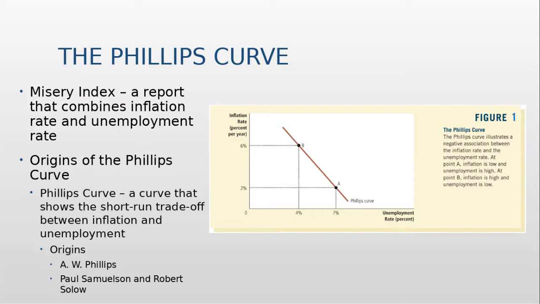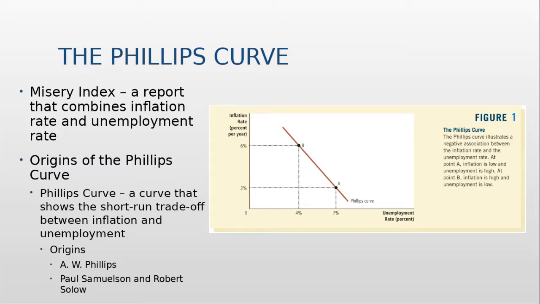So to trace this relationship, a guy by the name of A.W. Phillips created the Phillips curve. The Phillips curve shows the short-run trade-off between inflation and unemployment. Its origins are in A.W. Phillips, who wrote a near 100-year history tracing the relationship between employment, unemployment, and inflation throughout the United Kingdom's history, from about 1865 to 1951. It's a very sweeping work. And the information Phillips discovered was later supported by two other economists, Samuelson and Robert Solow.